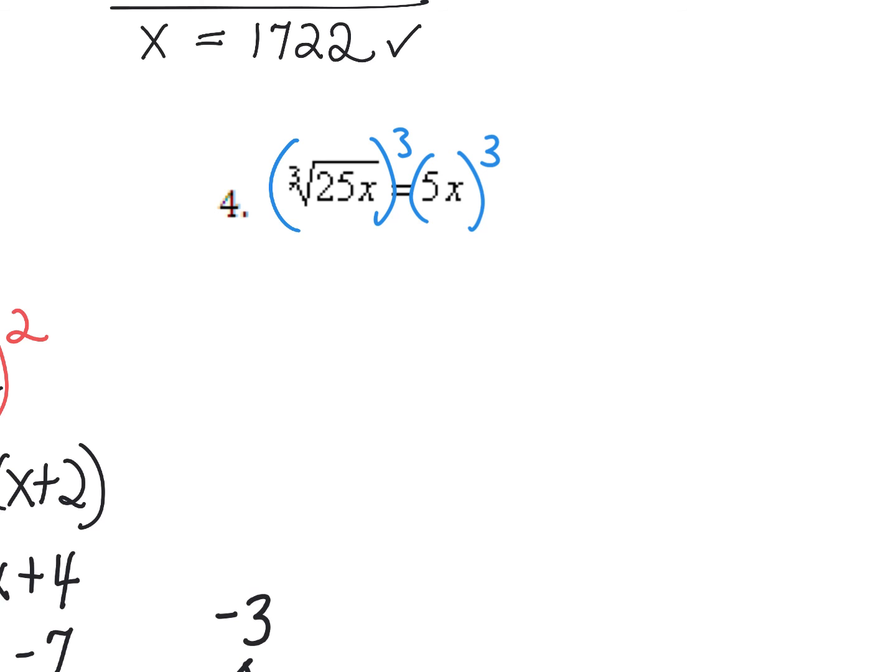So yeah, we didn't need to worry about isolating in this case. We can just jump right into eliminating that radical expression. And because this is a cube root, we would just cube both sides. So if I go ahead and cube both sides, I get 25x by itself. And then on the right side, cubing both sides, we get 125x cubed. To solve this particular equation, I would subtract 25x from both sides to get one side equal to 0.